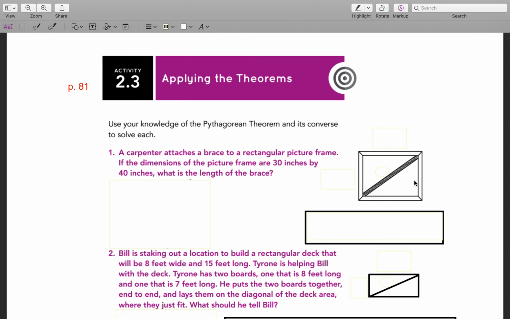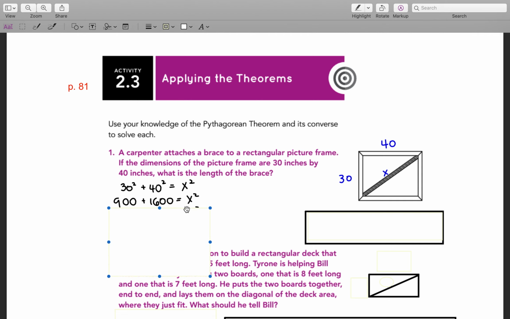So we know that, let's label them. So we have this frame right here, and this would be 30, this would be 40, and the length of the brace right here would be the diagonal, which I'll be labeling as x. Okay, so we know the Pythagorean theorem, so 30 squared plus 40 squared should equal x squared, right? So let's go ahead and set it up like that. So 30 squared is 900, 40 squared is 1,600, which should equal x squared.